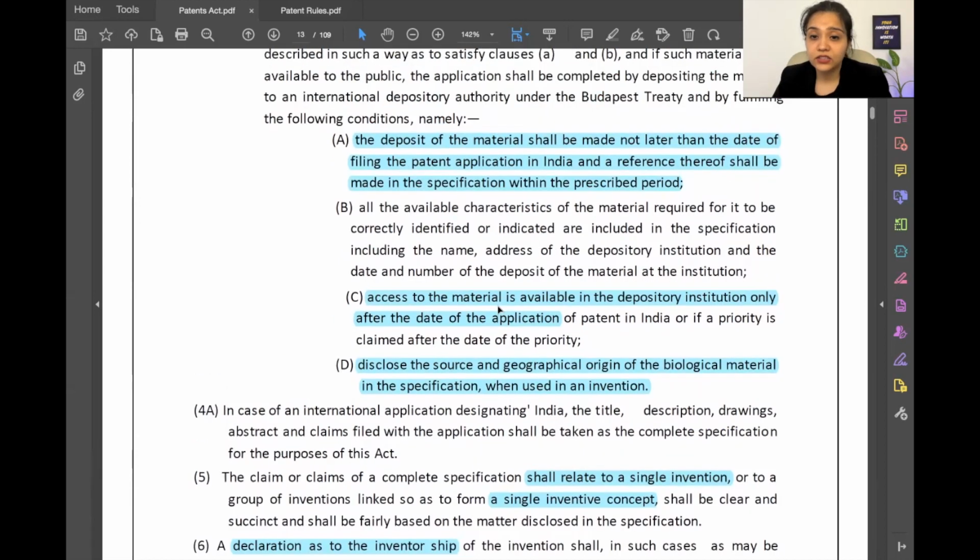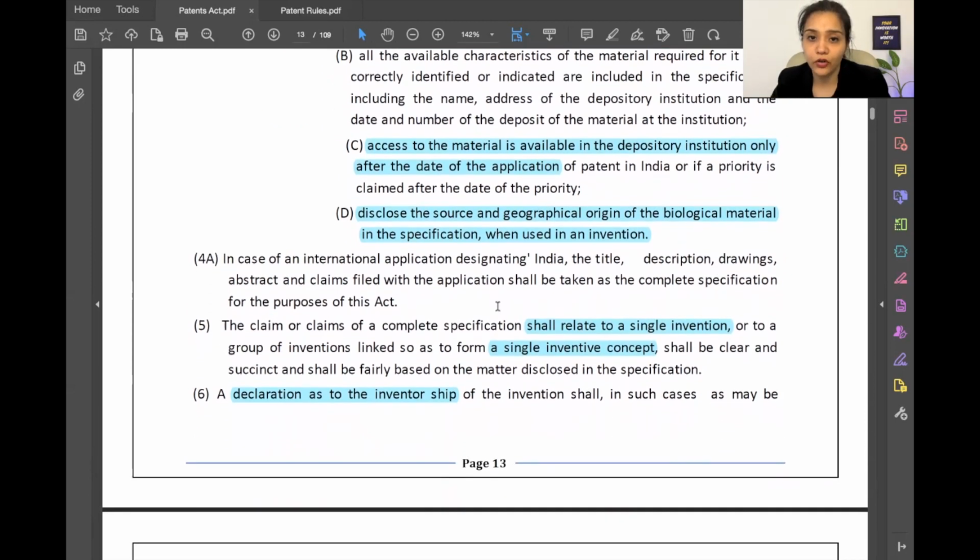Then we have access to material, which is available in the depository institution only after date of application of patent in India, or if a priority is claimed, after the date of priority. So whenever you submit the material in the depository institution, other people can come and access that material so that they gain information about what material is used. That material would be available for other people only after date of application of patent in India or date of priority.